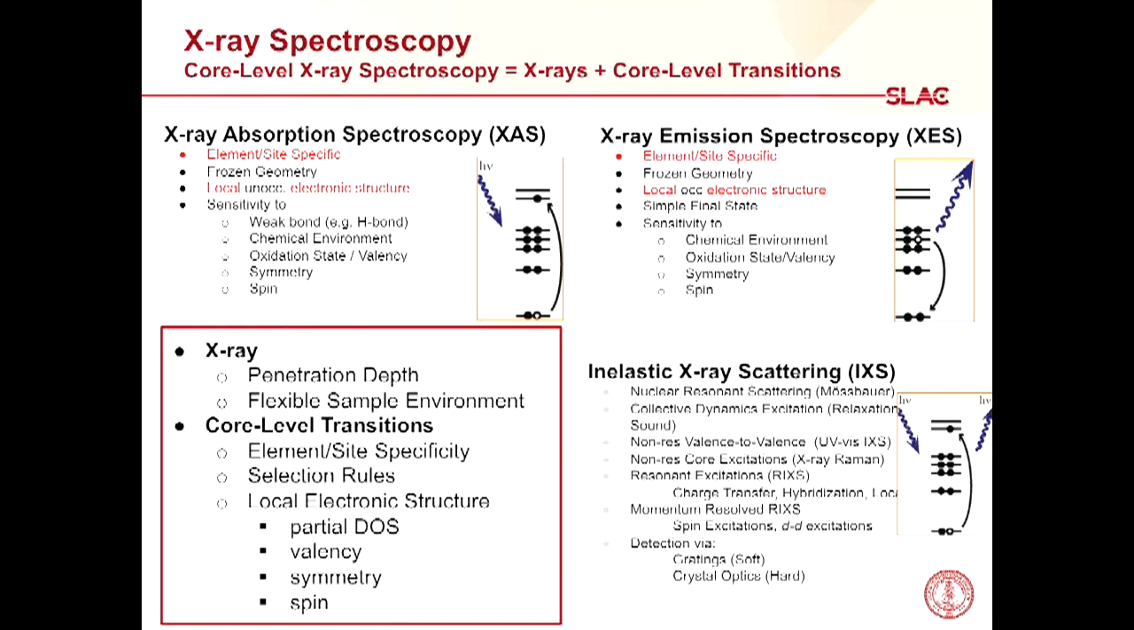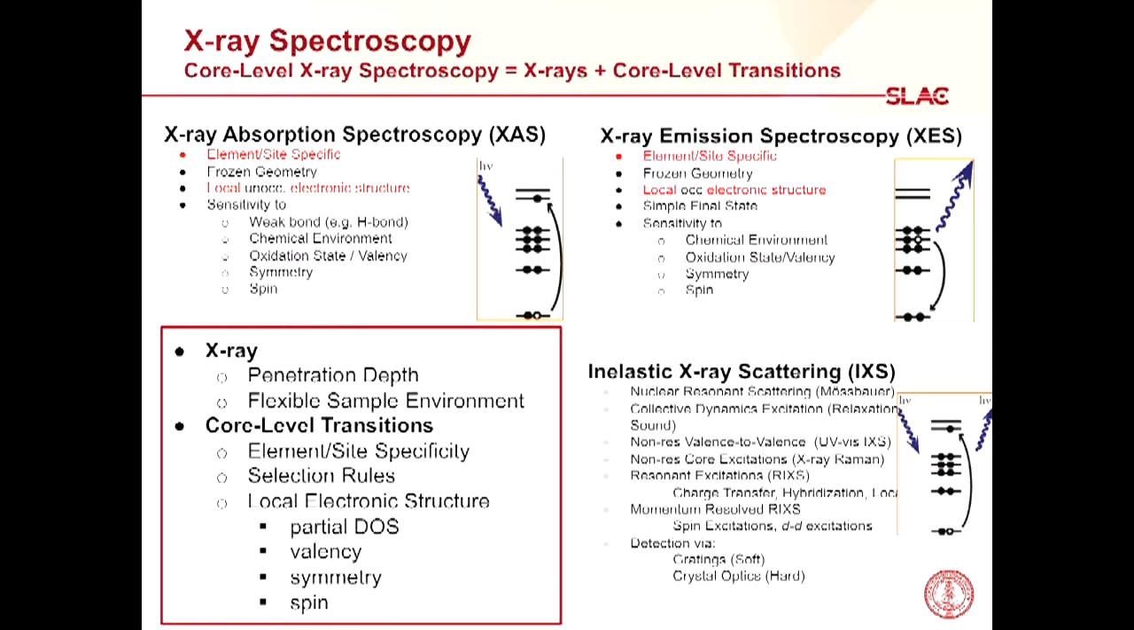This way we have some non-resonant elastic X-ray scattering, which is another technique that is also used sometimes due to the advantages that it comes with, but we will not focus too much in this short talk on that. So X-rays overall, the main advantage compared to many other techniques, and why this is very useful for many practical applications, is the penetration depth that we can have. They can easily penetrate some materials, and in this way we have some very flexible sample environment capabilities.